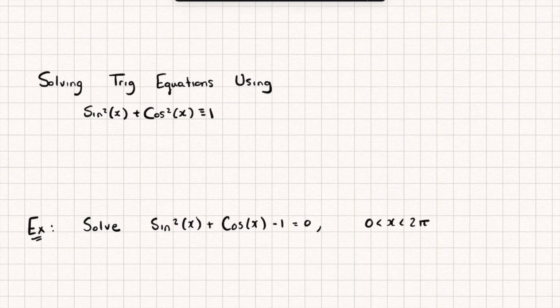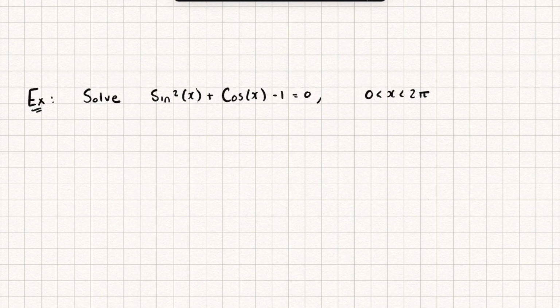Okay, let's look at this first question. So we need to solve sine squared of x plus cos of x minus 1 equals 0. And we're solving this for x between 0 and 2 pi. So we're dealing in radians, so we need to make sure our calculator's in radians mode.